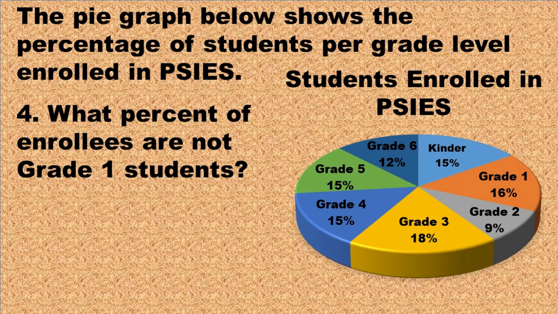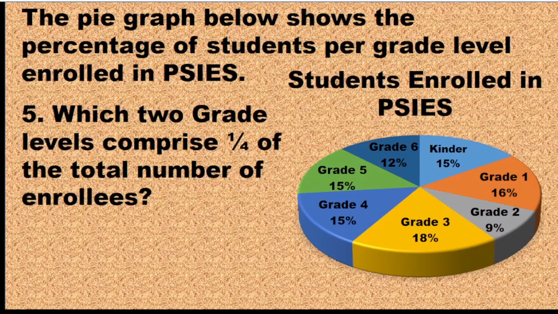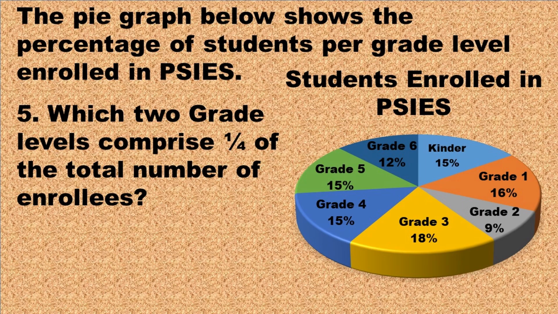Number 4. What percent of enrollees are not grade 1 students? Your timer starts now. Number 5. Which two grade levels comprise 1/4 of the total number of enrollees? Your timer starts now.